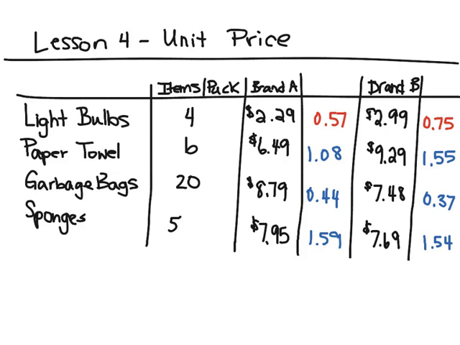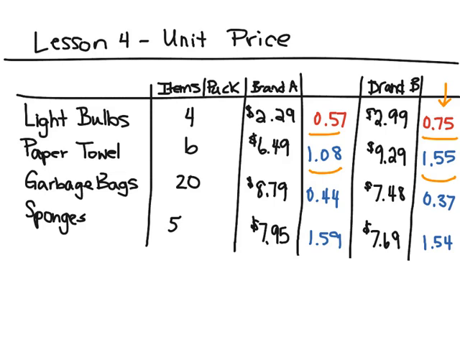Okay, so these are the numbers you should get, so we're just going to go through. For light bulbs, you either have the choice of spending 57 cents per light bulb or 75 cents per light bulb. Depending on if you want to spend the least amount of money, you could choose brand A. But if you maybe want your light bulb to last a little bit longer and the name brand might do that, you might want to spend the extra couple cents to get the brand B. Paper towel, again, you have cheaper for brand A. But brand B, maybe there's more of it per roll, maybe it absorbs better, so it all depends on how you would want to purchase that.